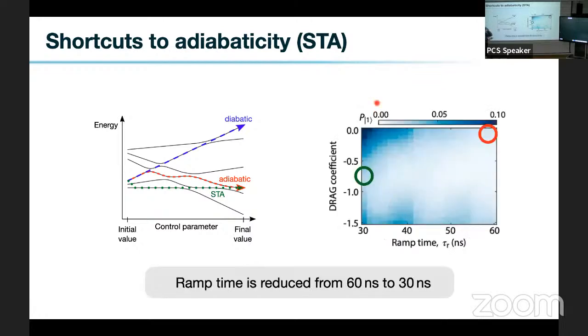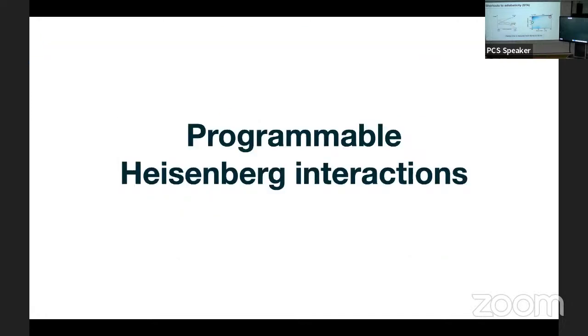So this is the experimental result. Here, the drag coefficient means the relative amplitude of that derivative envelope. And here, 0 means we are not using the drag technique. In this case, we need a 60 nanosecond ramping time to achieve the adiabaticity condition. But if we use the drag technique at a certain drag coefficient, we can reduce it down to 30 nanoseconds. So in this way, we can make the protocol fast.